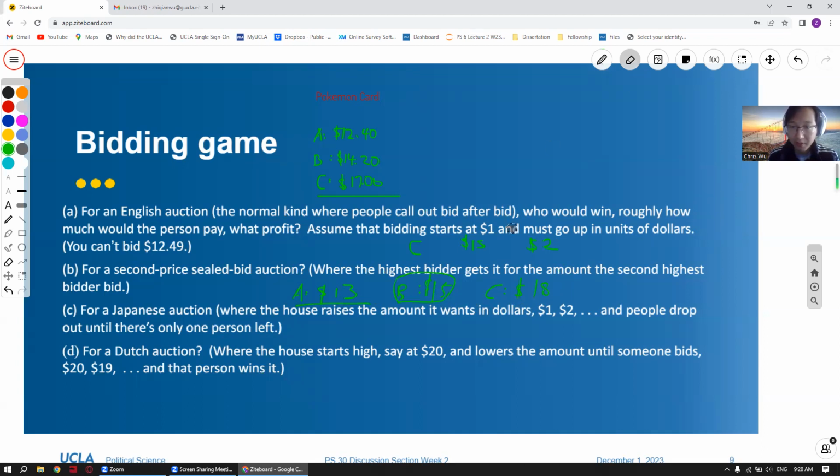B is happy with that. If B loses, in this case, indeed B loses, then it's not my business anymore. Somebody else can get it for $15. I don't care. It's not worth $15 to me, right?